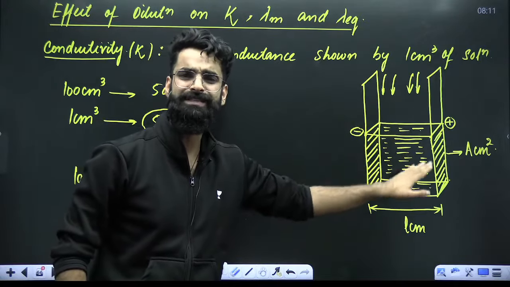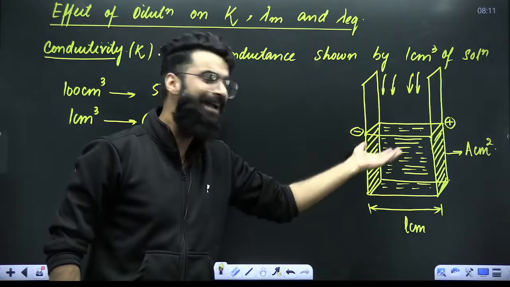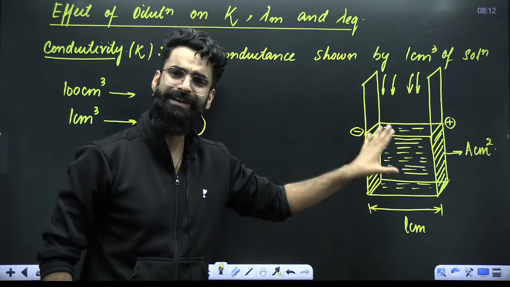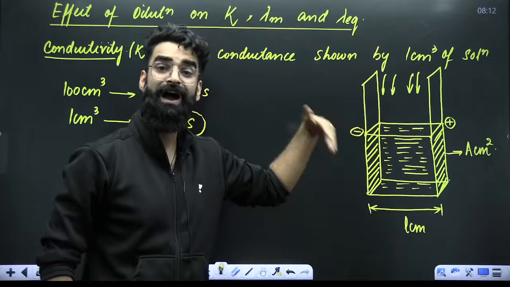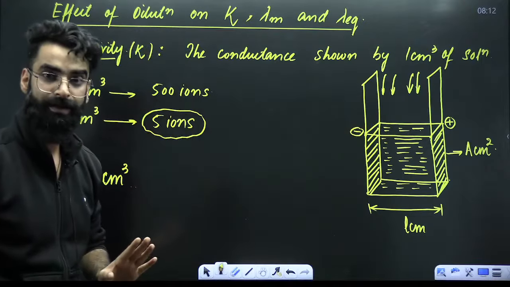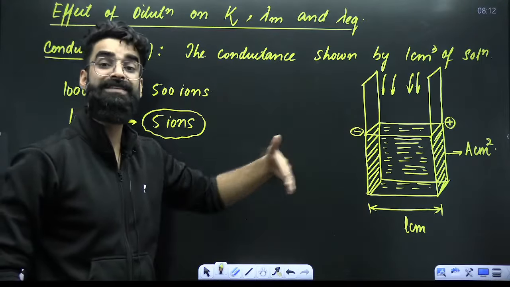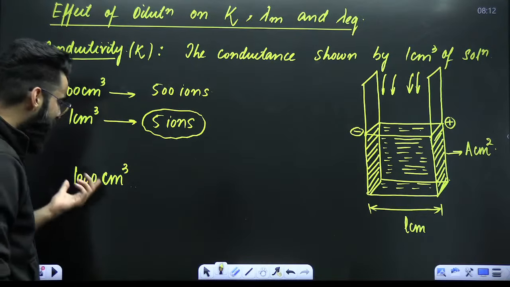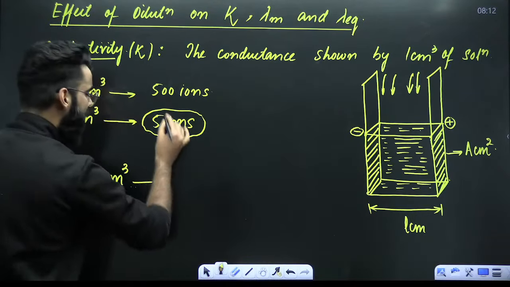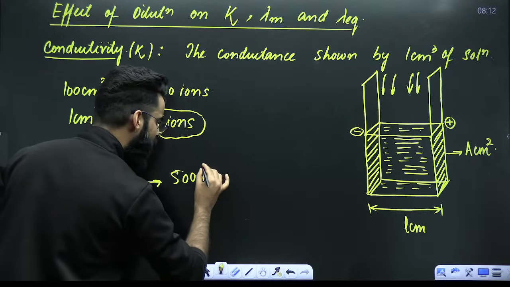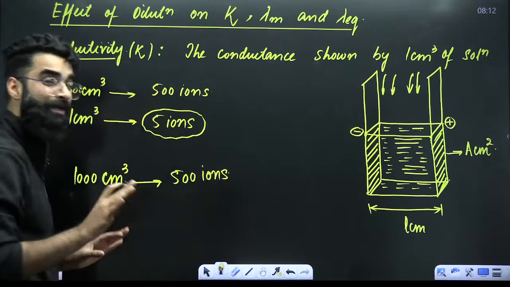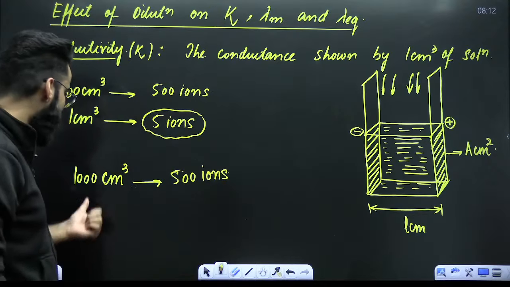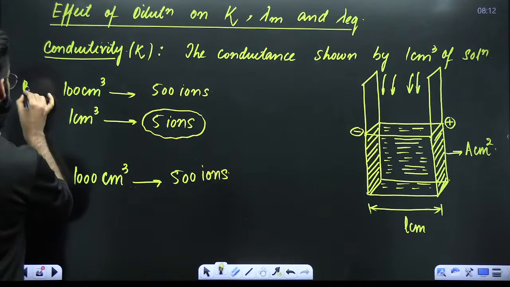Did I do anything to the solute? Did I add some more electrolyte here? No. The amount of electrolyte in the container is same. I'm just adding more solvent. After the addition of more solvent, the volume of the solution increased. Now, in the diluted solution, how many total ions will be there? Total ions will be still 500 only, because I did not add more electrolyte.